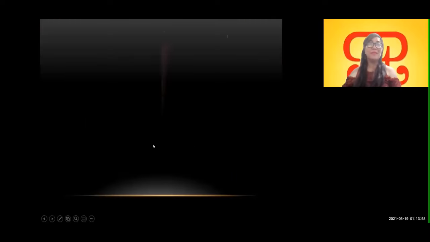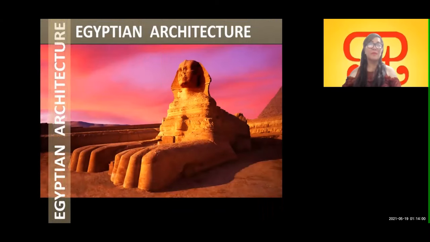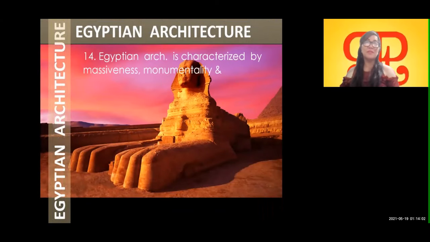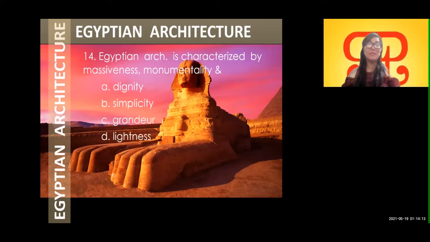Okay, number 14. Egyptian architecture is characterized by massiveness, monumentality, and is it A, dignity? Is it B, simplicity? Is it C, grandeur? Or is it D, lightness? The answer here is, it's simplicity.